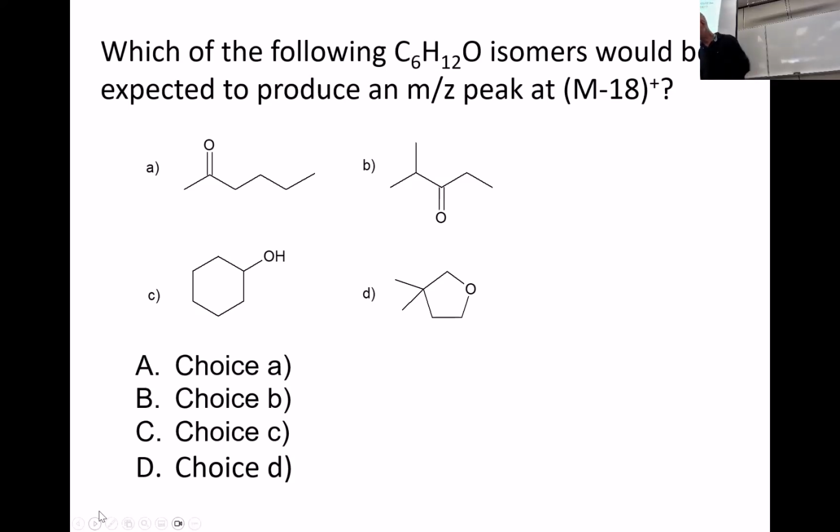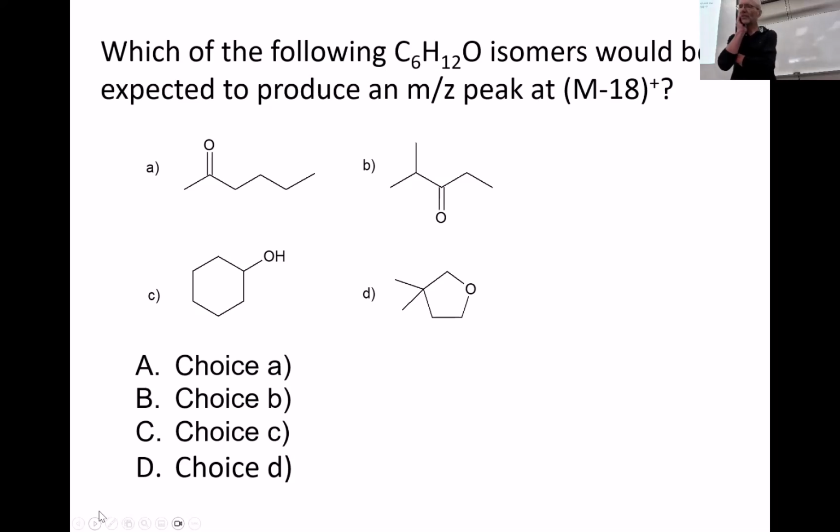But to end today, let's look at these last two check your understanding questions. This is 9 and 10, 9.15. I think that might bring us to the end. So all of these isomers have a formula of C6H12O. And I'm asking which one would you expect to see an M minus 18 peak?